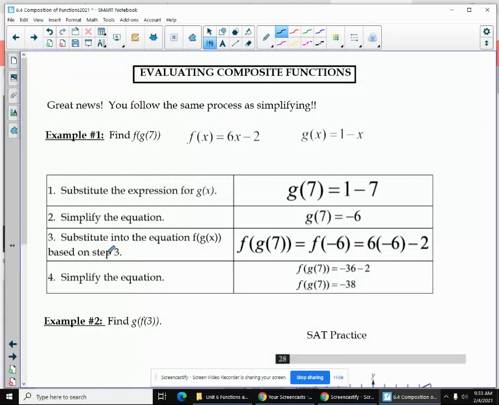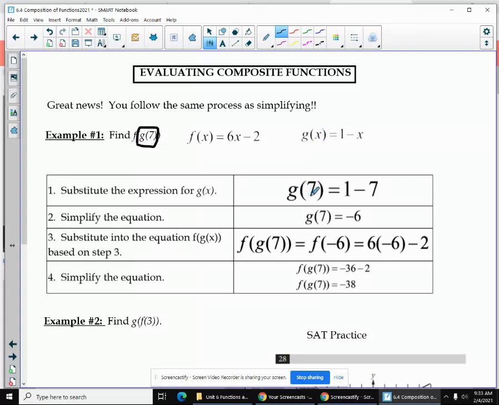Okay, the second part of the lesson is a little bit easier. Our example over here is: find f of g of 7 when f of x equals 6x minus 2 and g of x is equal to 1 minus x. So if I asked you this question, can you evaluate g of 7? You probably would say, yes, I can do that, and I will use the second function.